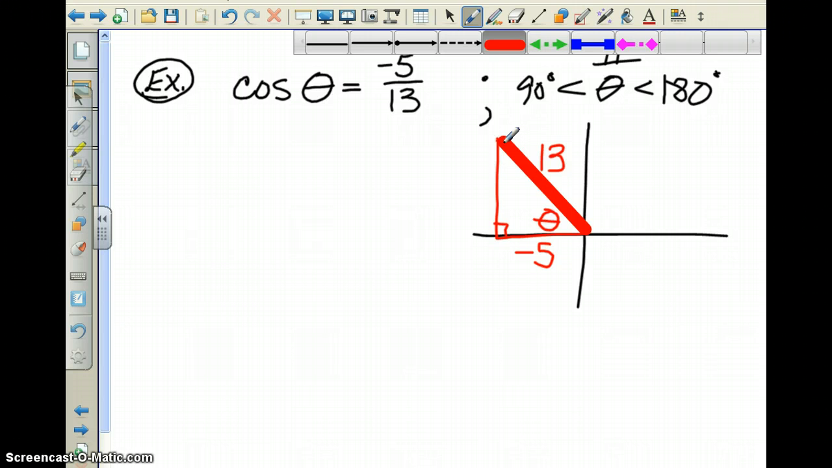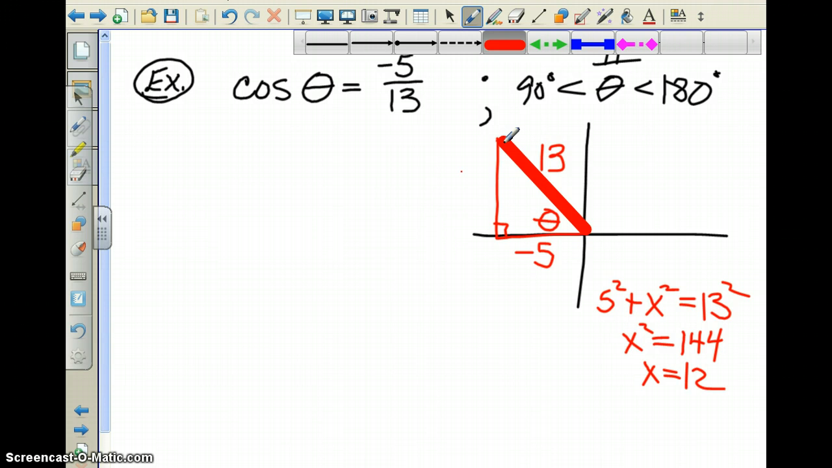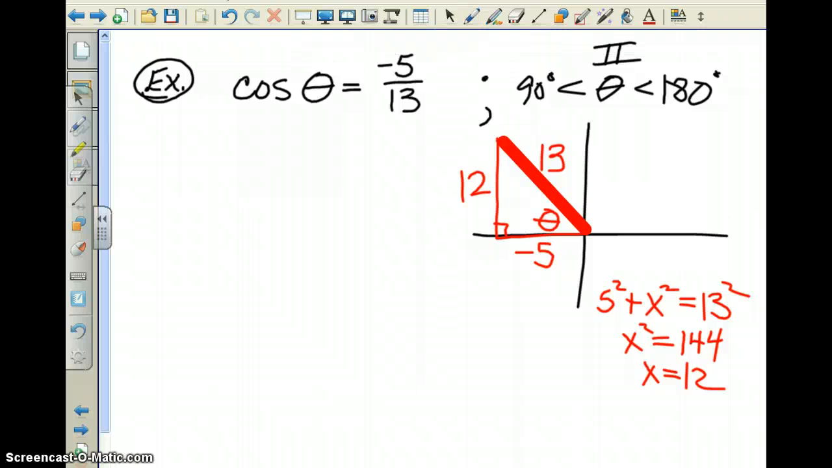Then you can use some Pythagorean theorem to figure out the opposite side. So this will be essentially 5 squared plus something squared equals the hypotenuse squared. So that'll be x squared equals 169 minus 25, and the square root of 144 is 12. So that's the opposite side, and it will be positive since it's going up. Sin is positive in the second quadrant. And now that we know the three sides, we could figure out sin, tan, cos, cot, and sec for that triangle. But we're going to figure out the double angles.